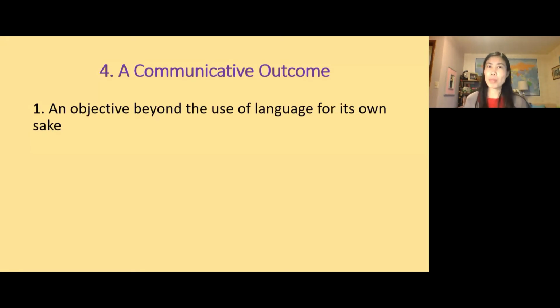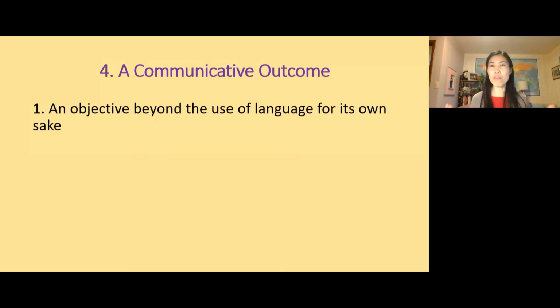Finally, there needs to be a communicative outcome. This means that there has to be an objective beyond the use of language for its own sake. For example, in the second activity that I just presented, students have to find out the items that they cannot buy, or they have to find out the items that they don't have in stock. So that is an objective beyond the use of language for its own sake. And these 4 criteria are all important for an activity to be considered a task rather than an exercise.